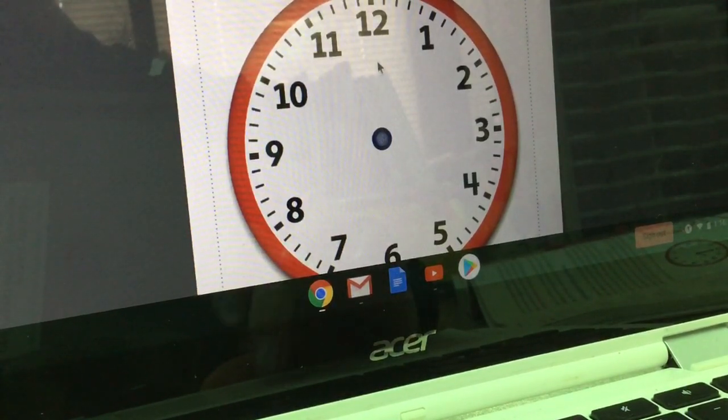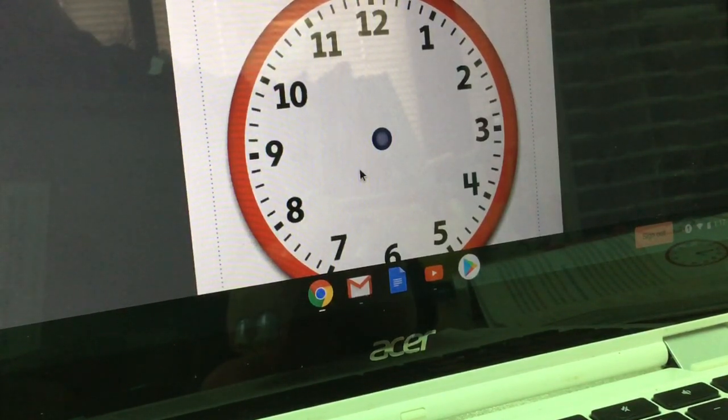You should be thinking to yourself, my minute hand, the long hand, will point to the 12 because it's exactly 7 o'clock. My hour hand should point to the 7 to show 7 o'clock. Again, our minute hand is the longer one, pointing to the 12. Our hour hand is the shorter one, pointing to the 7.